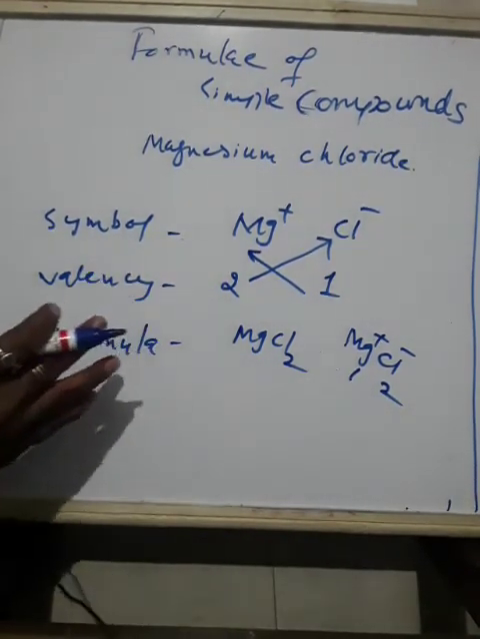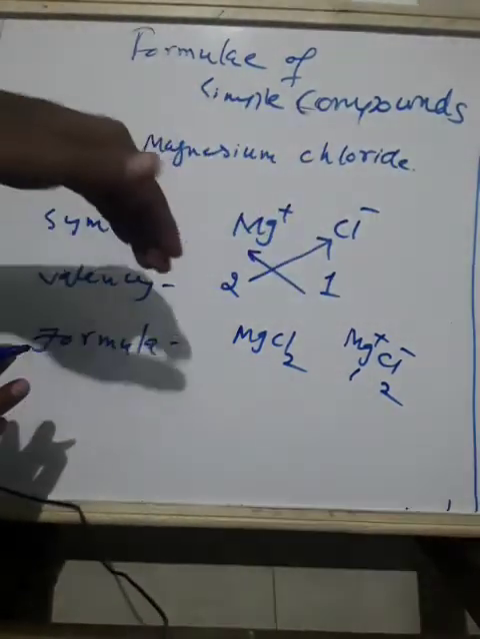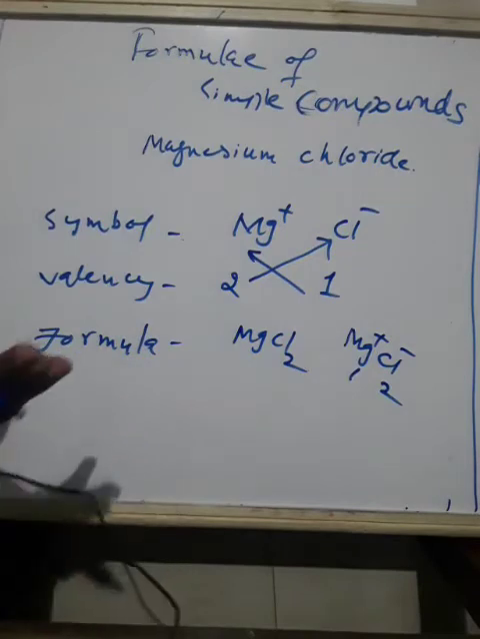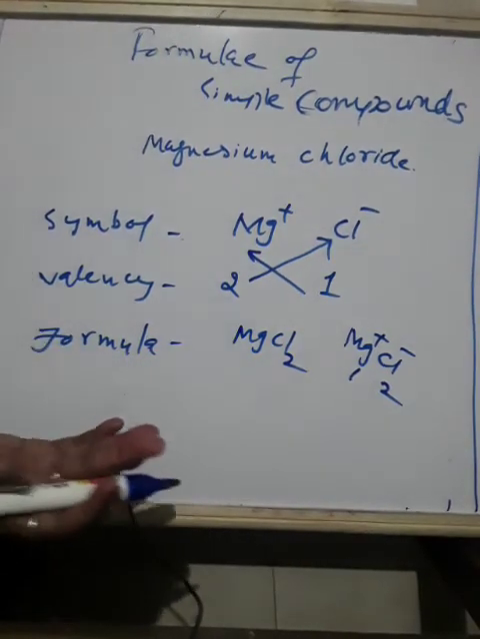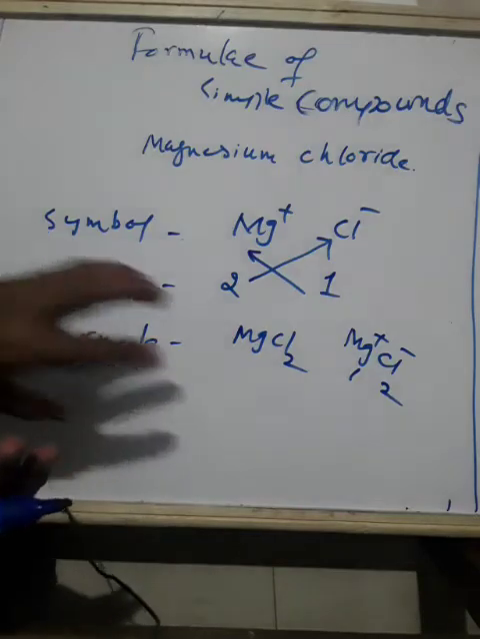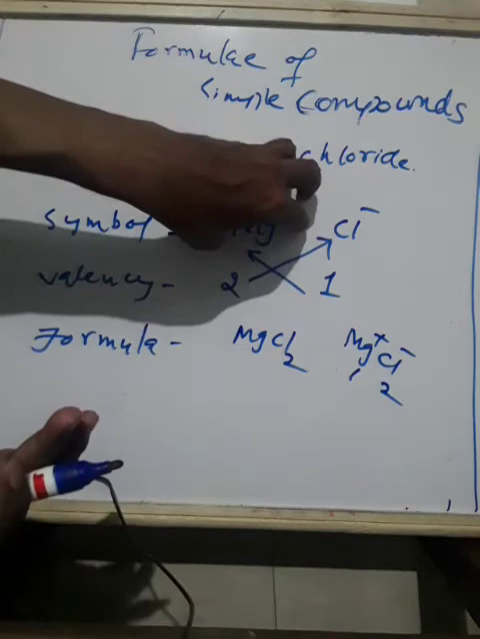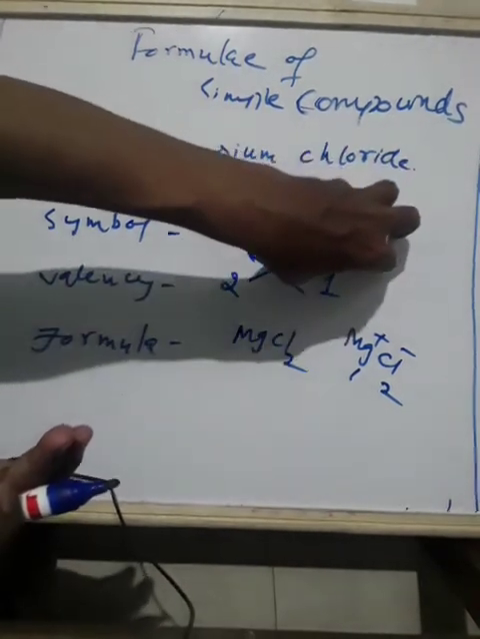But in this case, whenever they receive or donate the electron, both charges get cancelled, they become balanced, so they become neutral. So these both are active, meaning they are highly reactive. Ionic form elements are reactive.